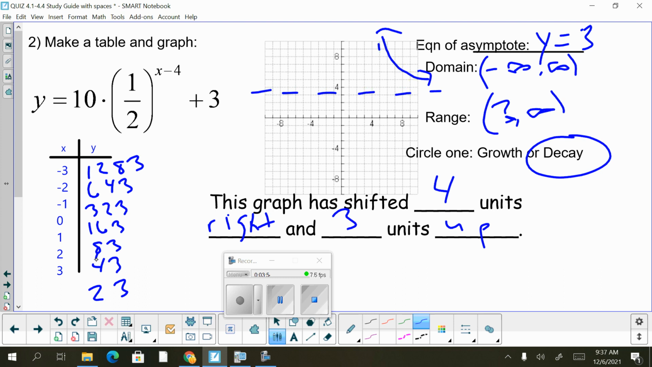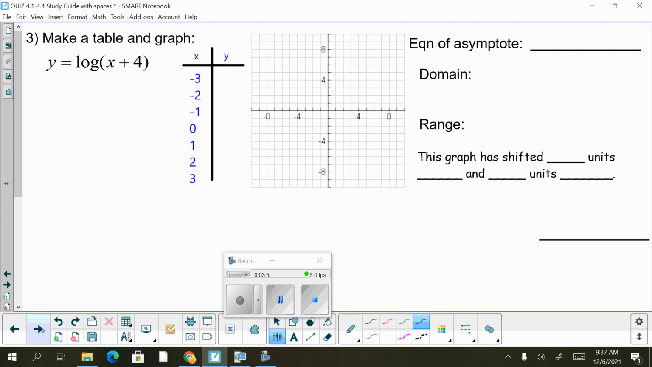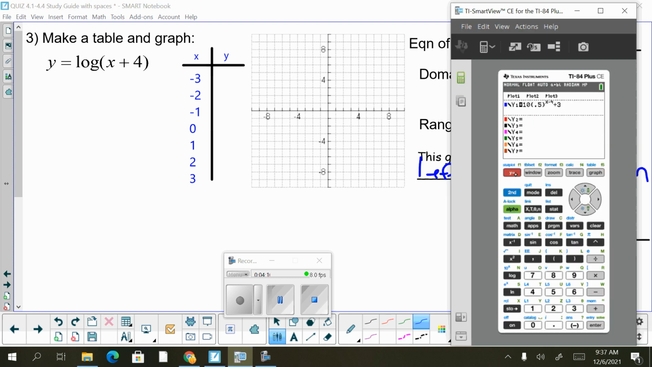We're still doing graphs, but this time we're doing a log graph. This graph would have a 4 left shift because of the x plus 4 in the parentheses, but no up or down shift. Let's go ahead and see what it looks like. You can just use your regular log button on the home screen because it would be a log base 10 unless it's otherwise stated.